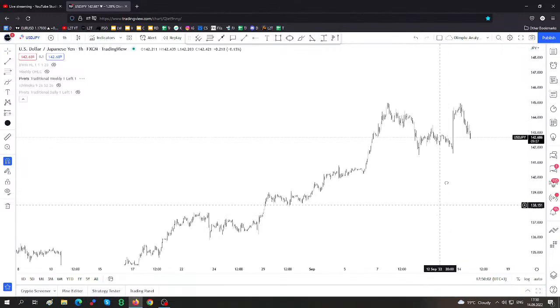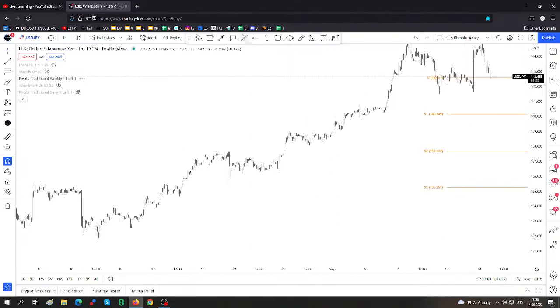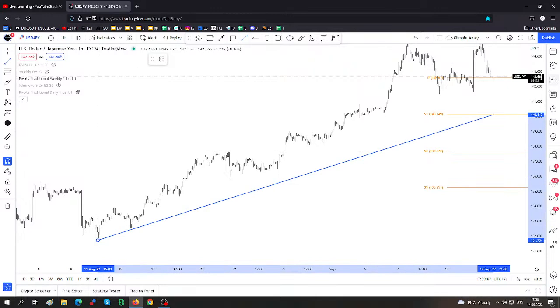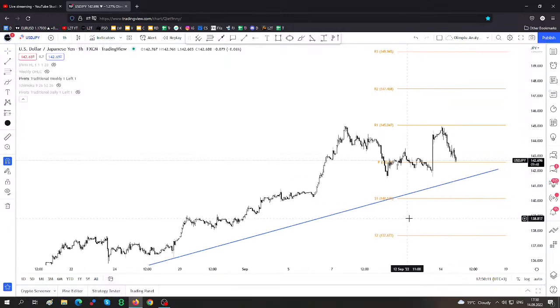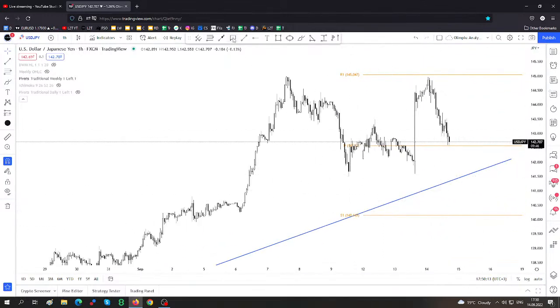Yeah, Japanese yen strongly bullish in the short term. I will show you why. So right now, guys, US dollar, Japanese yen.